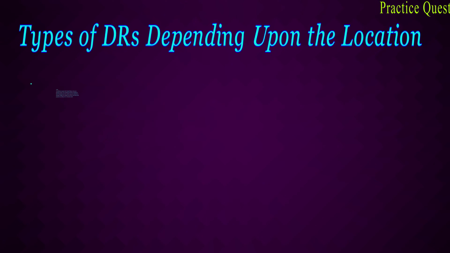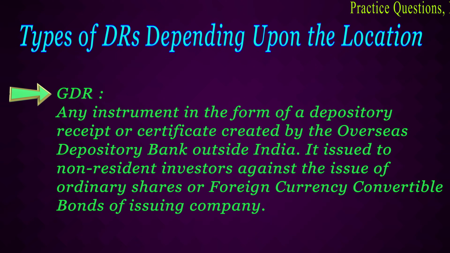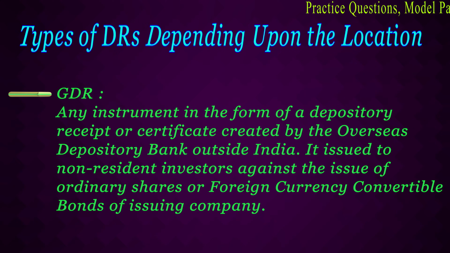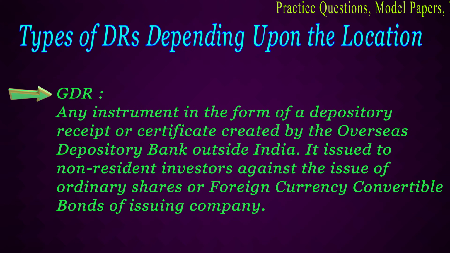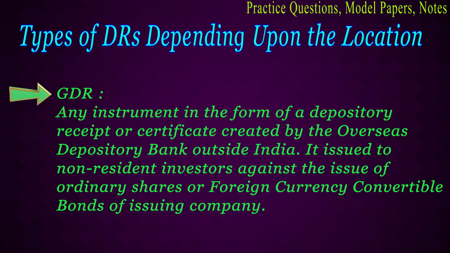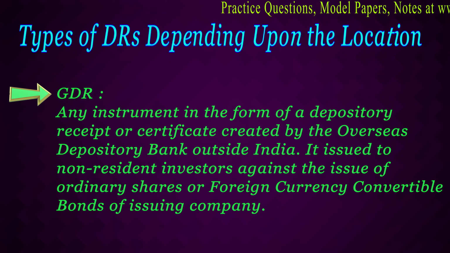Fine. And the last is GDR. GDR is very similar to American Depository Receipts. The difference between these two is that a depository receipt issued by a US bank is called ADR, and a depository receipt issued by an international depository bank other than a US bank is known as GDR, that is Global Depository Receipt.